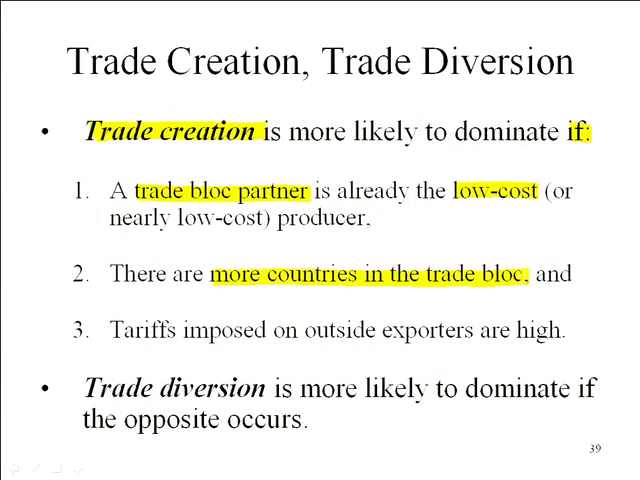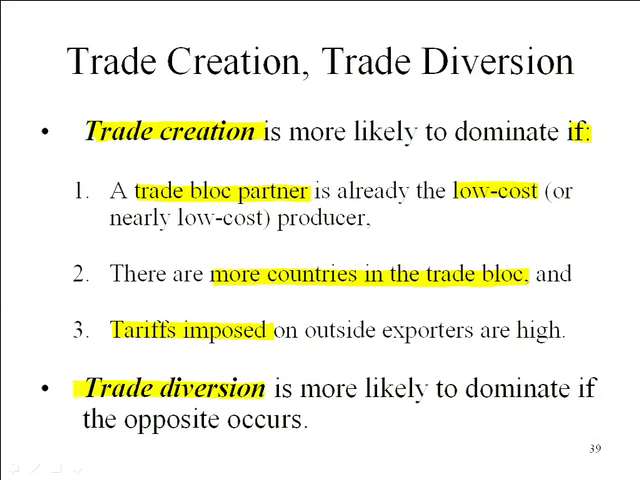So obviously, one easy way to think about it is expand the trade bloc to include all countries in the world. You, by definition, have the most efficient producer, and therefore you will have trade creation, which is, of course, why we like multilateral negotiations, because we've included all of those countries in the world. And then finally, it depends upon the size of the tariffs, especially the tariff on outside producers. So the bigger the tariffs, the more likely that trade creation will take place than the case when tariffs are very low. And trade diversion, of course, is just the opposite.